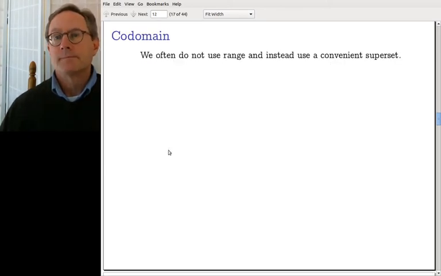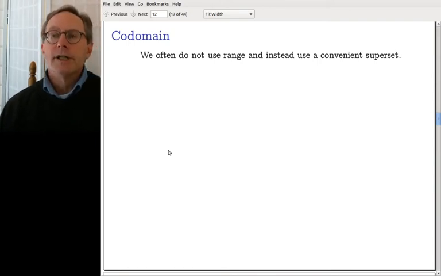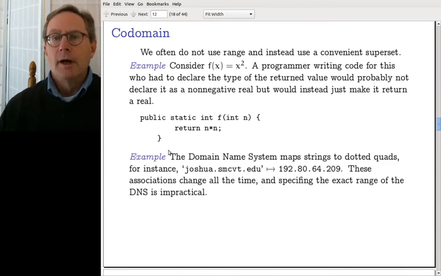And codomain. We often don't use the range when we're talking about a function. We often don't use the range and instead use a convenient superset. And the obvious example here is f of x equals x squared. If you're a programmer and you're writing code which is supposed to return the square of its input, then you probably would declare it this way.